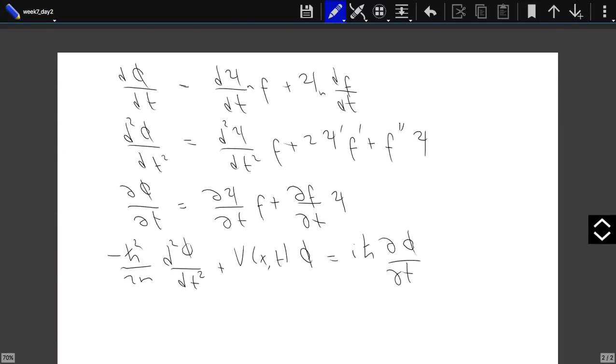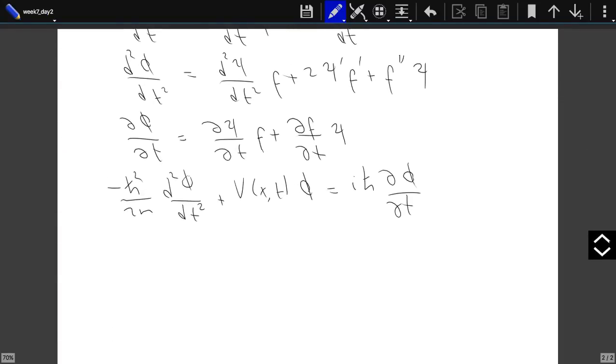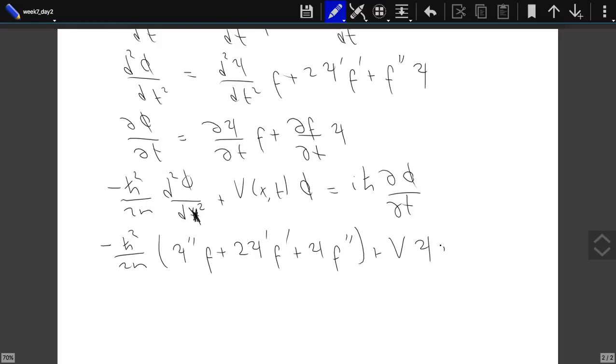So let's continue. This is the Schrödinger equation that we are trying to solve. Minus ħ² over 2m, no, ∂x, sorry: ψ'' f plus twice ψ' f' plus ψ f'', plus V ψ f. This should be equal to iħ.